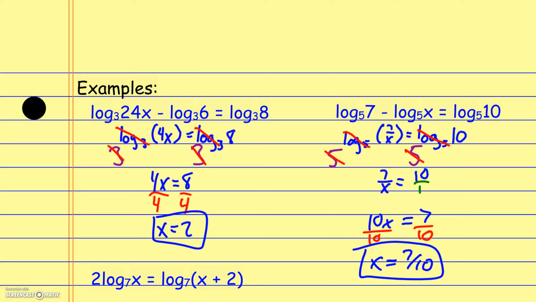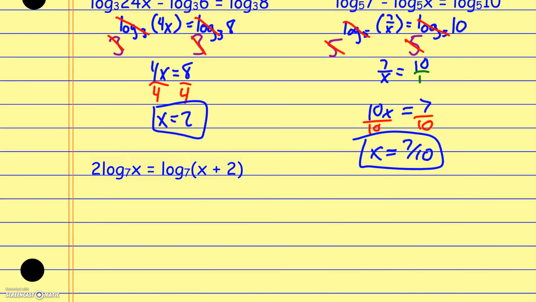If I look at the next one, again, properties of logarithms, I have to rewrite this as one logarithm. So over here I have multiplication. Remember, multiplication becomes an exponent inside the logarithm, so I bring that up as an exponent. So this is going to be log base 7 of x squared.